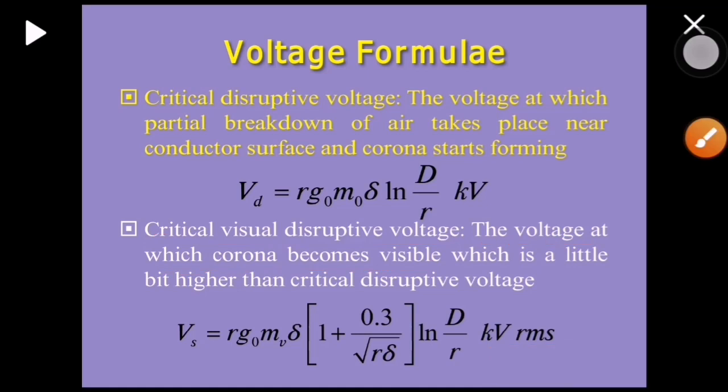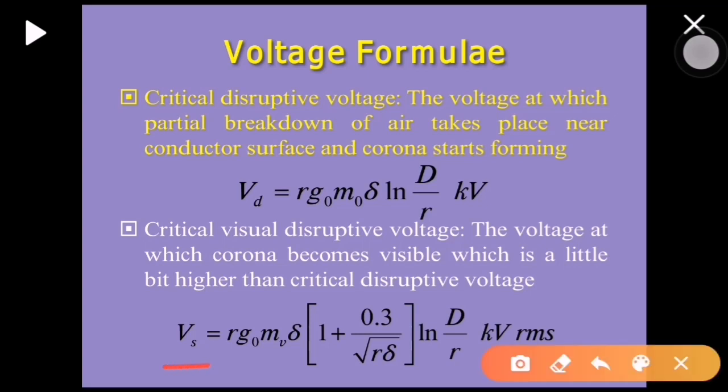The empirical expression of this critical visual disruptive voltage is given as Vs equal to r.g.ln mv into delta into one more term, and that is 1 plus 0.3 upon the root of delta r, into log d by r kV. This is the RMS value if G0 is in RMS.